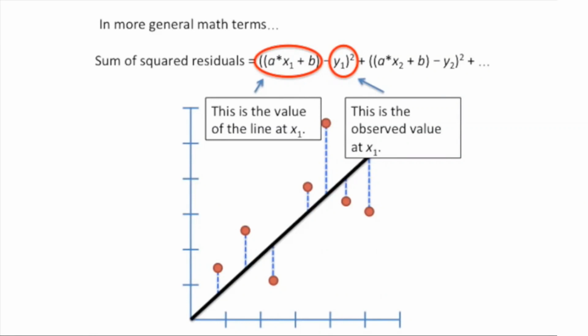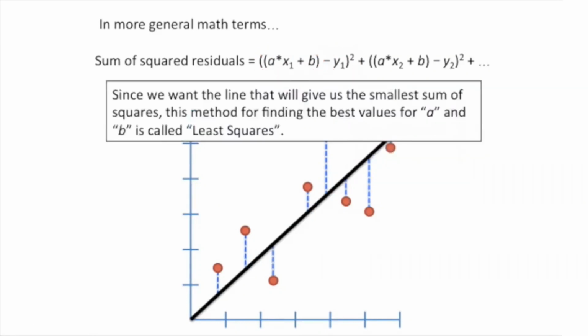Okay, no problem. Since we want the line that gives the smallest sum of squares, this method for finding the best values of A and B is called the least square, right? So if someone asks you what the equation of a least square is, you can say that it is the sum of the squares of the differences between the predicted value and the observed value. Okay, that is the least squares.